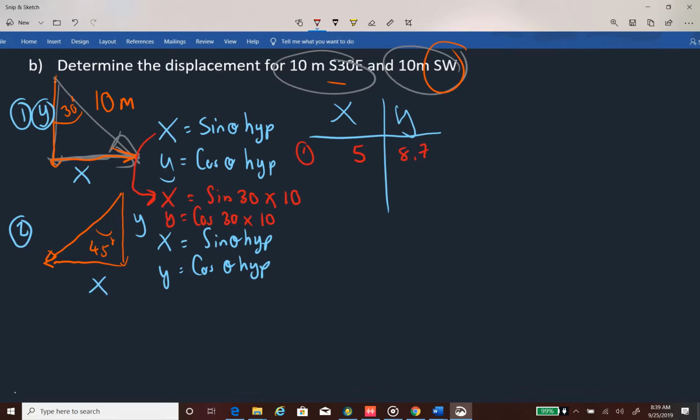But the next step is to look at the directions. So for instance, the x component is pointing east or west? East. So that's going to be positive. And my y component is pointing north or south? South. So that will be negative.